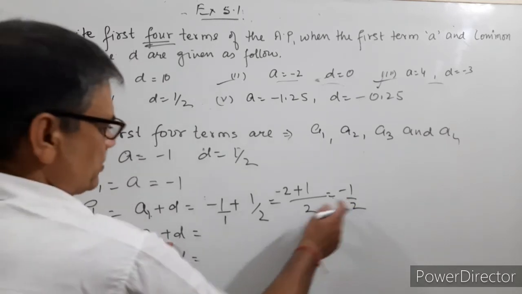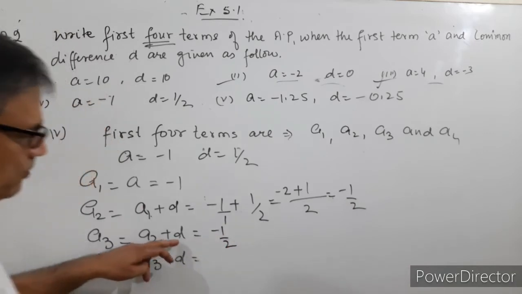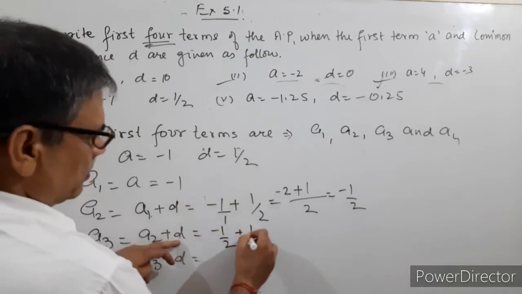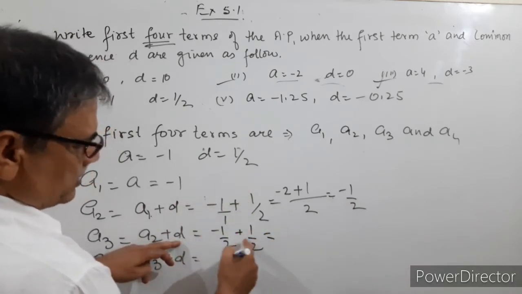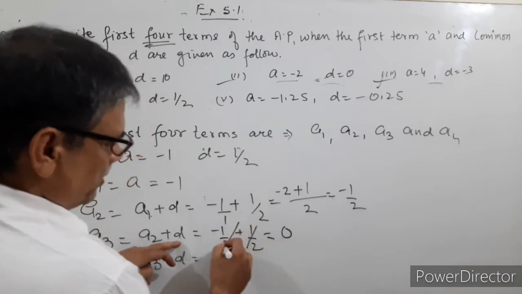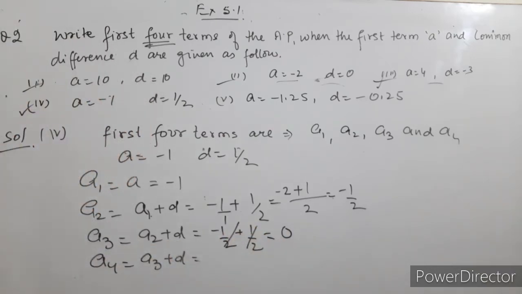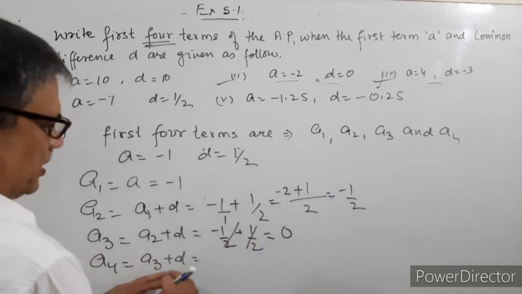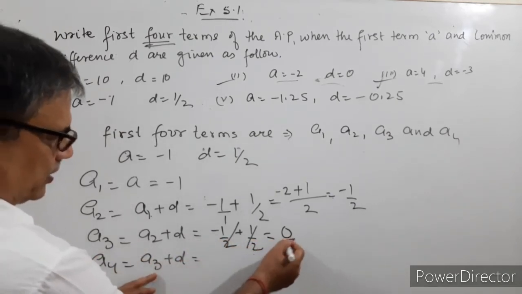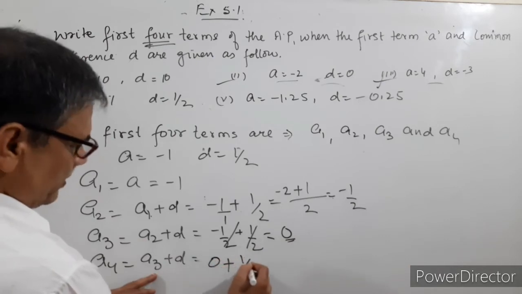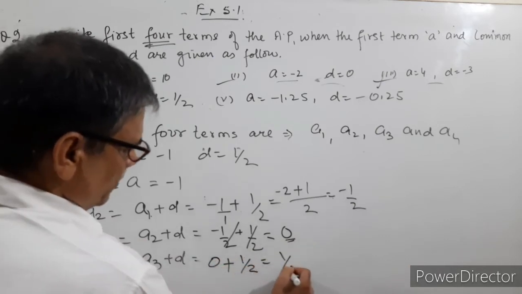What is A2? Minus 1 by 2. What is D? D is 1 by 2. And 1 by 2 minus 1 by 2, these will cancel. The answer is 0, both will cancel. So A3 is equal to 0. And what is A4? A3 plus D. What is A3? 0. A3 is 0 plus D, 1 by 2. The answer is 1 by 2.